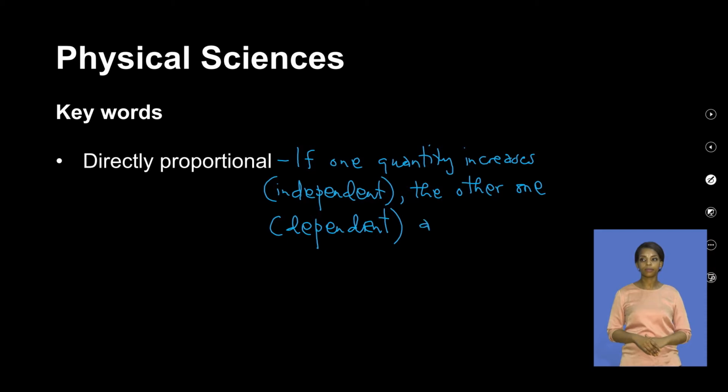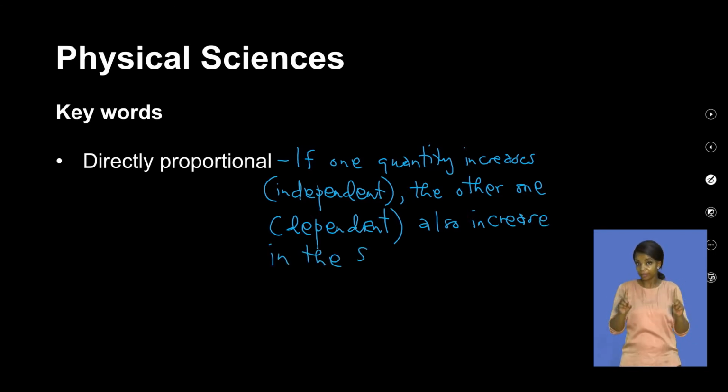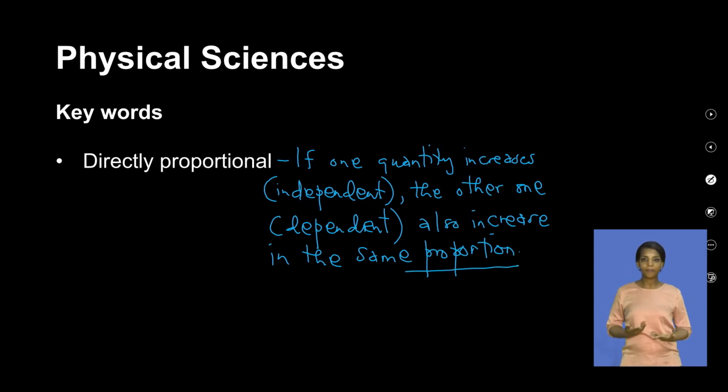The dependent also increases, right? As an example, but in the same proportion. To qualify that, in the same proportion. So that's what is very important as far as directly proportional is concerned. So if you increase the independent variable, the dependent variable in response will also increase, but in the same proportion. Equally so, if we decrease the independent variable in terms of magnitude, the dependent variable will also decrease in the same proportion. So I want us to emphasize the proportion, because that's what it's all about, right?